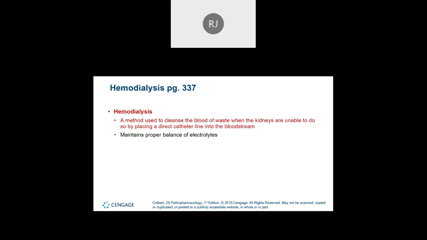On page 337, it talks about the hemodialysis that can be used when the patient has chronic renal failure. When a direct catheter line is placed into the bloodstream, a machine is set up to filter the blood as the kidneys would normally do. This will maintain proper balance of electrolytes.